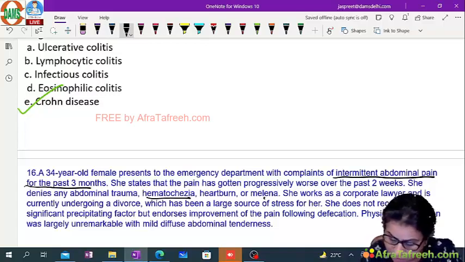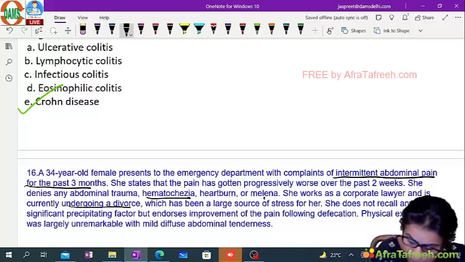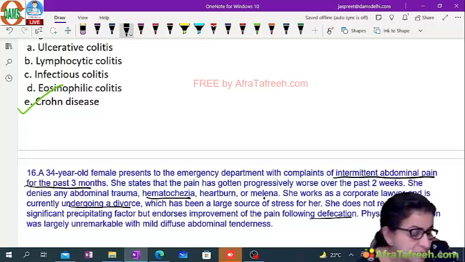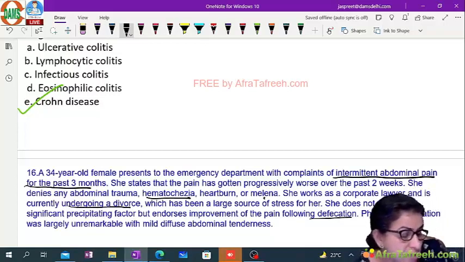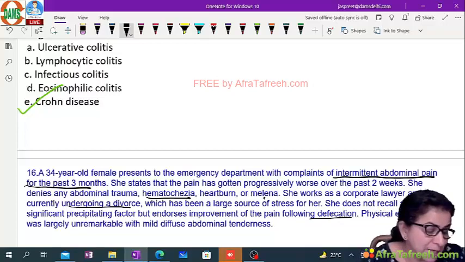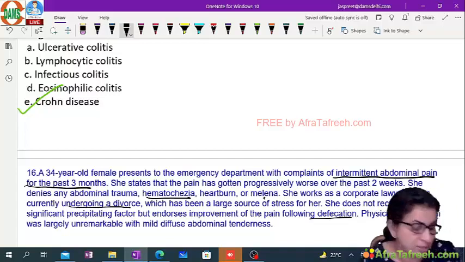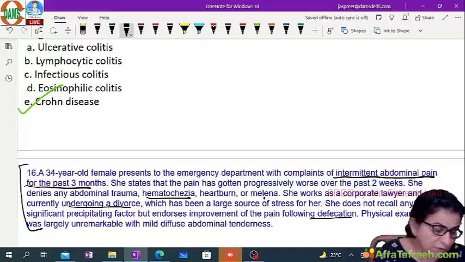She works as a corporate lawyer and is currently undergoing a divorce, which has been a large source of stress for her. She does not recall any significant precipitating factor but endorses improvement of pain with defecation. Physical examination was largely unremarkable with mild diffuse abdominal tenderness. Now this is the characteristic history of irritable bowel syndrome. The patient has recurrent abdominal pain, and pain improves with defecation. There is change in frequency or appearance of stool.